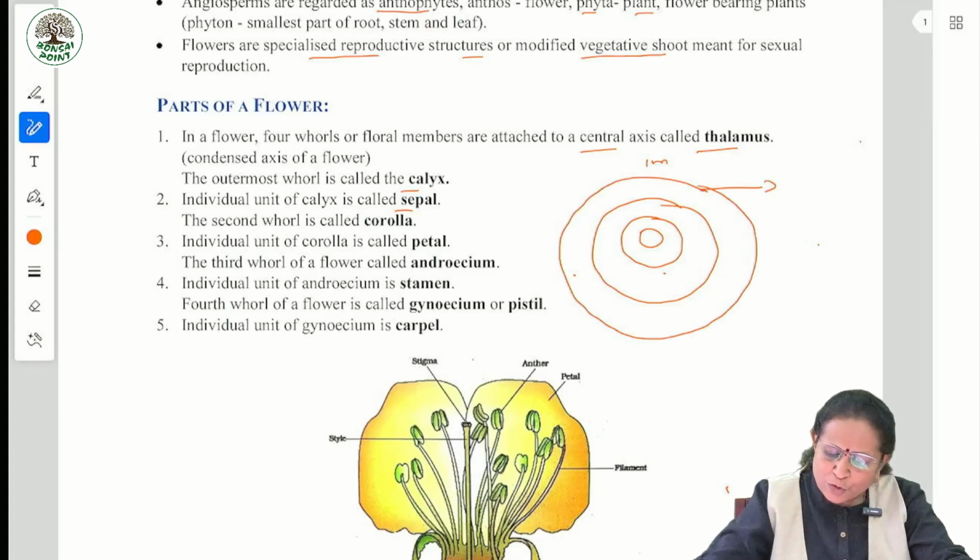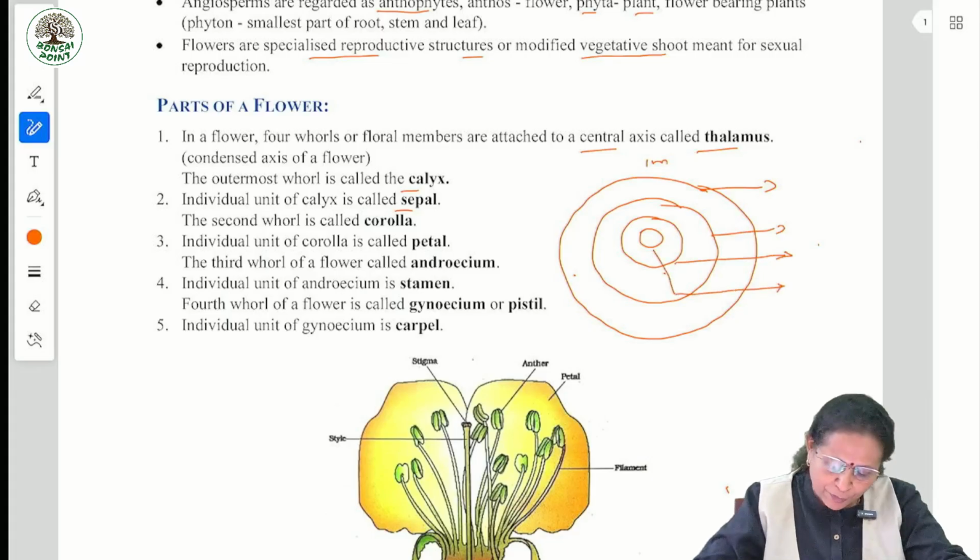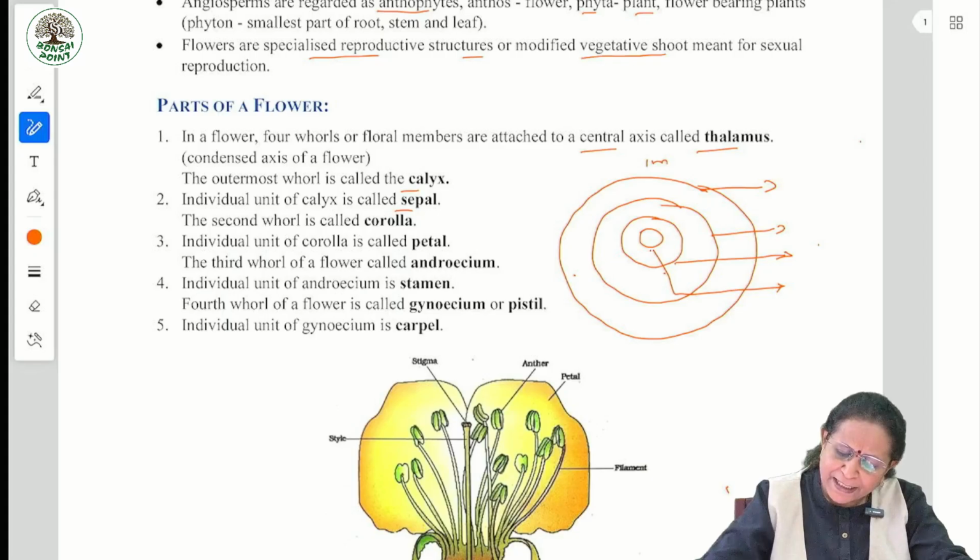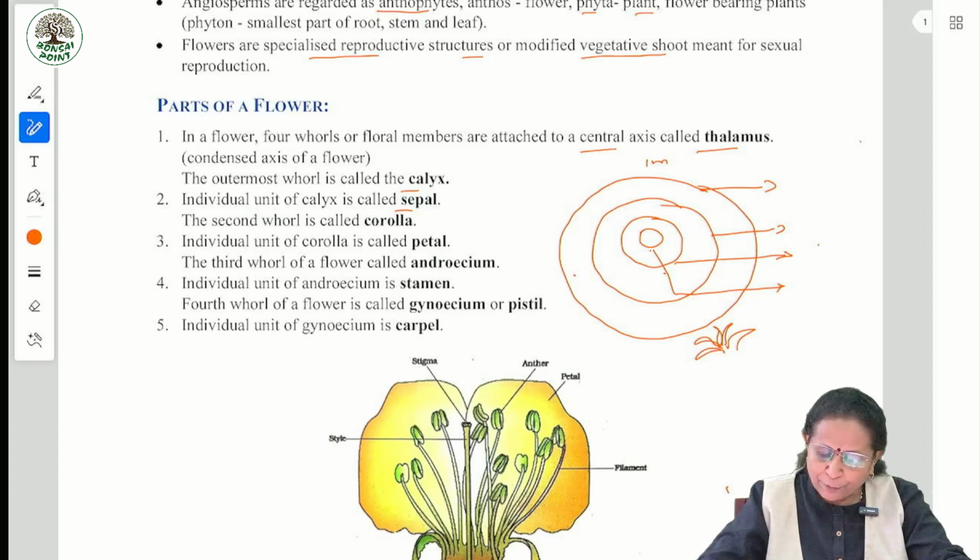This is the outermost whorl, calyx; this is corolla, this is androecium, and then gynoecium. The innermost whorl is the gynoecium, and the outermost whorl is the calyx. Now, when I say calyx, it appears like this. All the units together we say calyx, but one of it is said to be the sepal.